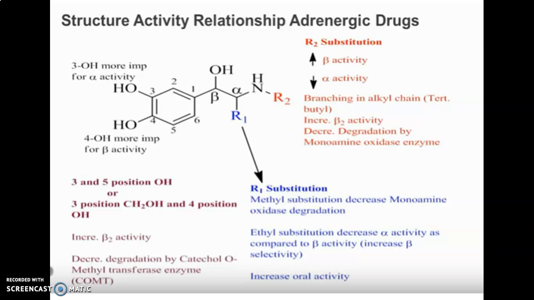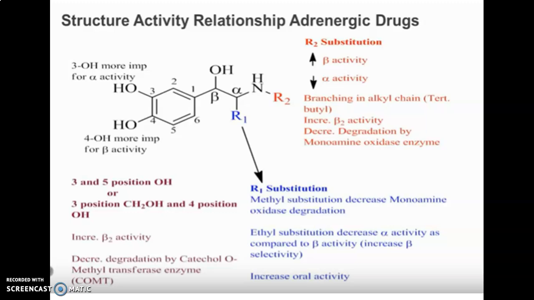While if I substitute the amino group by an alkyl side chain, an increase in the alkyl side chain will show an increase in the beta activity and a decrease in the alpha activity. While the modification at the aromatic ring, that is, hydroxylation at the 3 and 5 positions, OH or 3-position hydroxymethyl and 4-position hydroxyl, increases the beta 2 activity and decreases the degradation by catechol-O-methyltransferase.